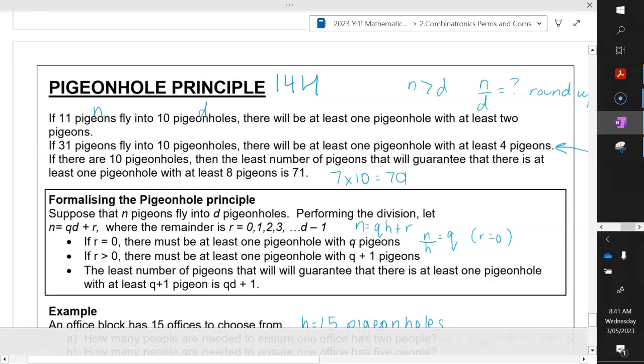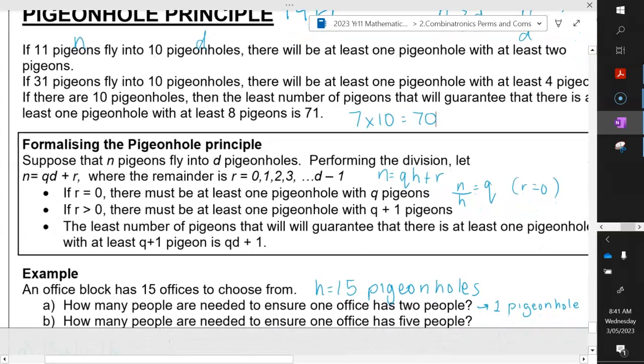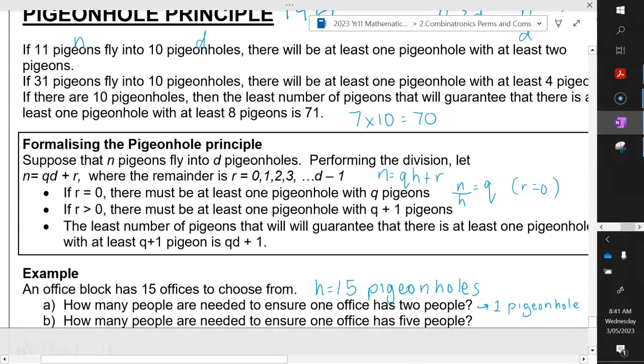Now let's formalize that principle, and when we're formalizing this principle, we're thinking back to our polynomial topic when we've got remainders. If the pigeons fit perfectly into the pigeonholes, we're not going to have a remainder, and if they don't fit perfectly in, we're going to have a remainder, and that remainder pigeon has to go somewhere else. So let's think of it still as pigeons.